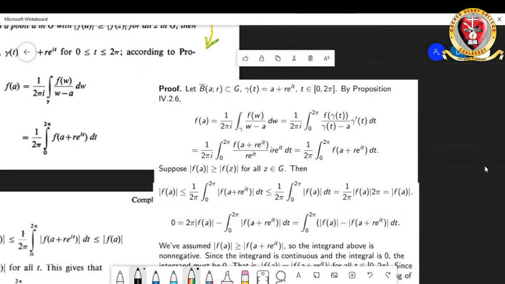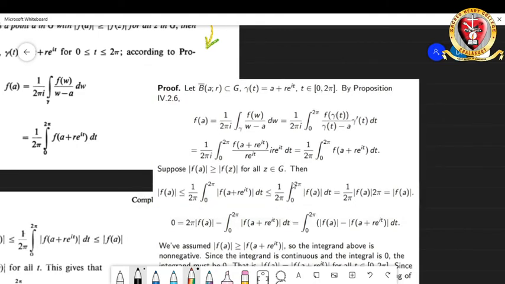So you get that is less than or equal to 1 by 2 pi integral from 0 to 2 pi modulus of f of a dt, that is equal to 1 by 2 pi modulus of f of a into, when you integrate, you get 2 pi. So you can just cancel out this 2 pi, you get modulus of f of a. So modulus of f of a here, modulus of f of a here, so everything in between will be equal to that, right?